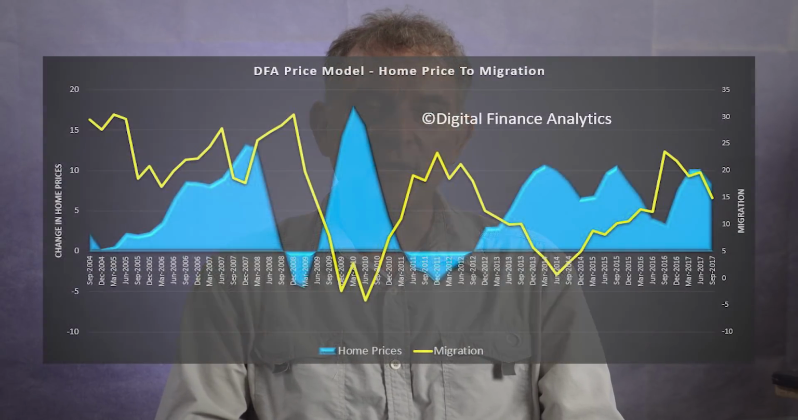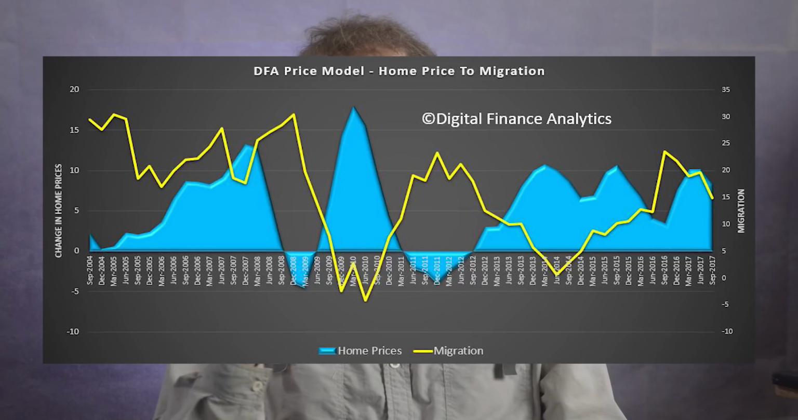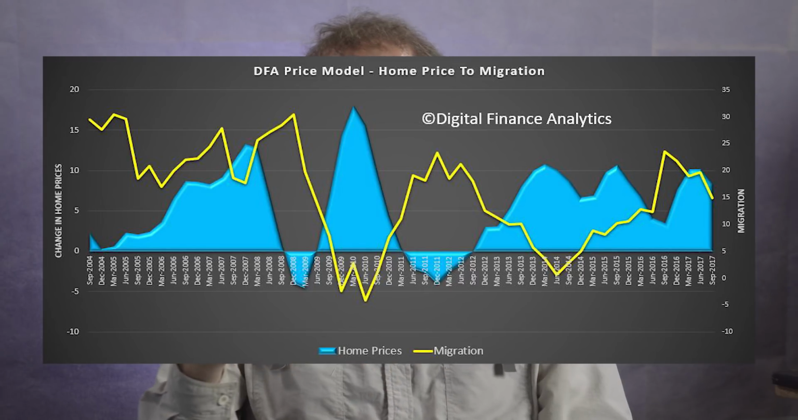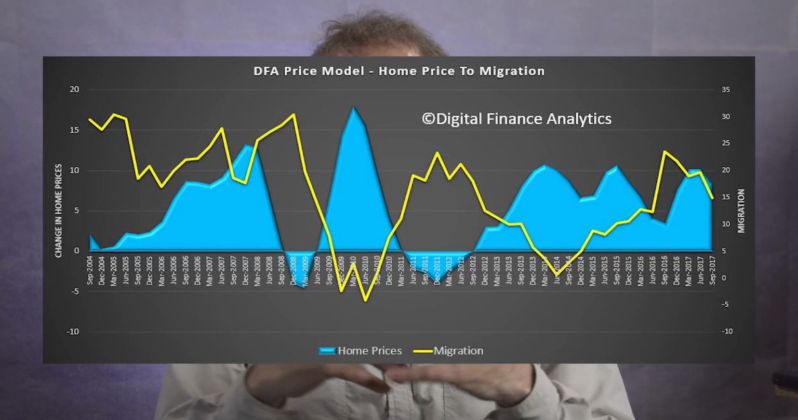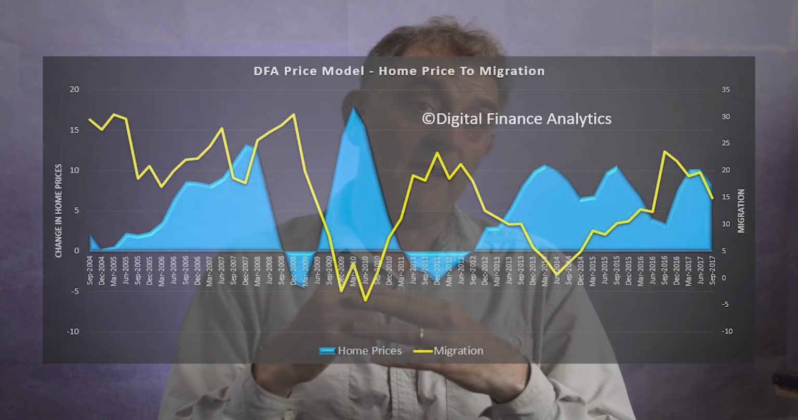Next, we look at home prices relative to migration, and once again there is little alignment between home price growth and migration rates. This despite up to two-thirds of population growth being fed from migration in recent years.